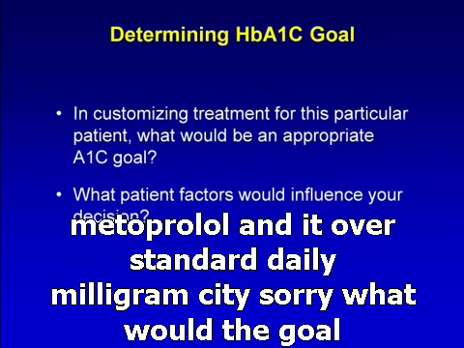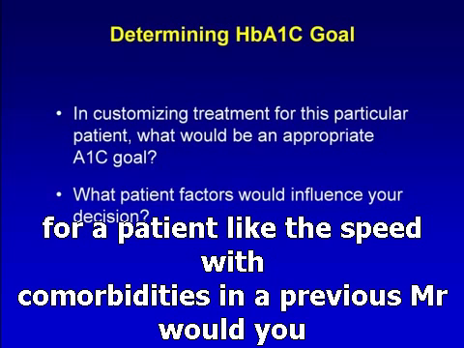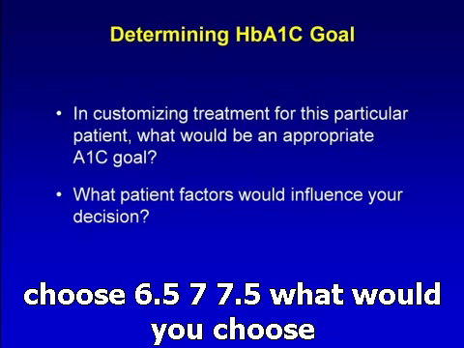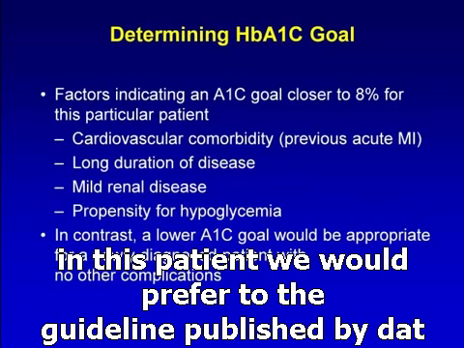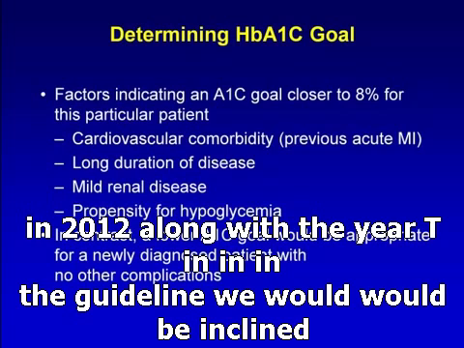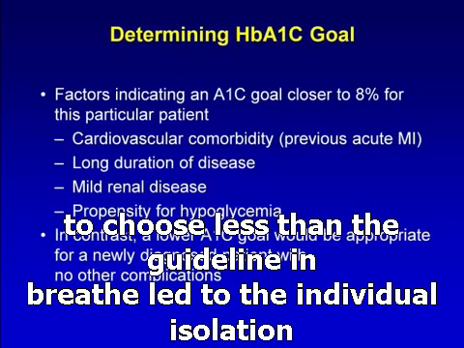Cyrus, what would the goal for a patient like this be with comorbidities and a previous MI? Would you choose 6.5, 7, 7.5? What would you choose? So in this patient, we would refer to the guidelines published by the ADA first in 2012, along with the EASD. And in those guidelines, we would incline us to choose less than 8.